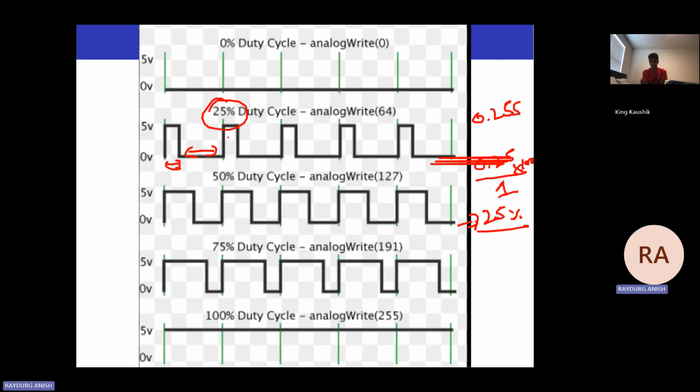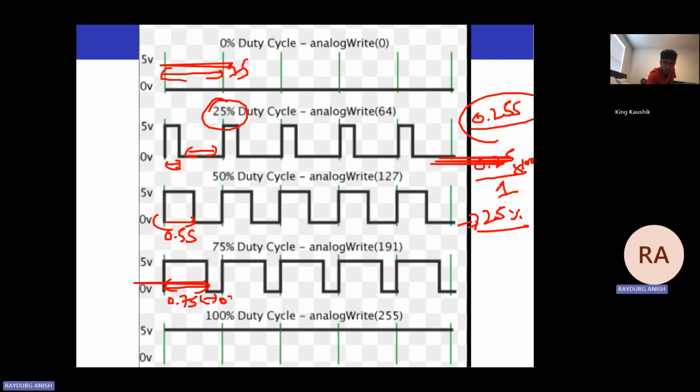Yes, that's what I calculated, the 0.25, from the graph. I saw that the duty cycle is 25%, so it's 0.25 seconds if you consider the total as 1 second of time. Similarly for 50%, it's 0.5 seconds on and 0.5 seconds off. For the third case, it's 0.75 on and 0.25 off.